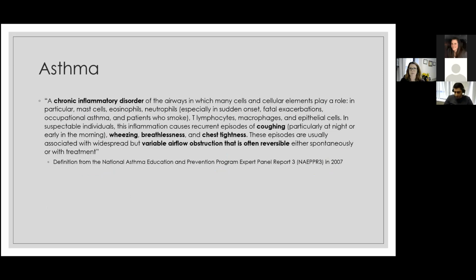So first and foremost, I'm going to talk about asthma. There's lots of different definitions out there. I like this one from the NAEPP EPR-3 in 2007. They just recently updated their guidelines regarding management of asthma, but they provide a pretty encompassing definition for asthma. And I've bolded the main characteristics. It is a chronic inflammatory disorder of the airways in which many cells and cellular elements play a role. In particular, these include mast cells, eosinophils, neutrophils, lymphocytes, macrophages, and epithelial cells.